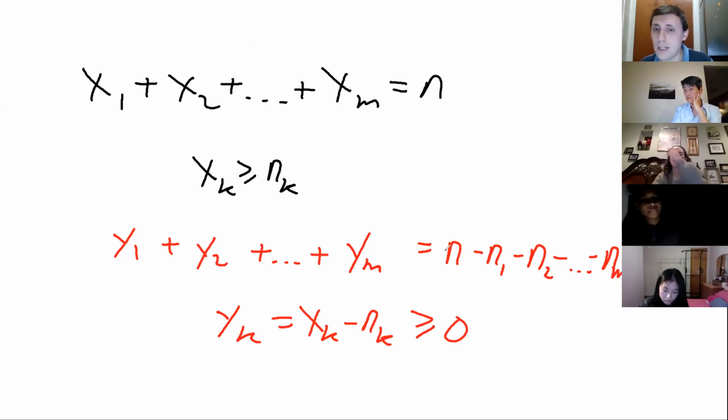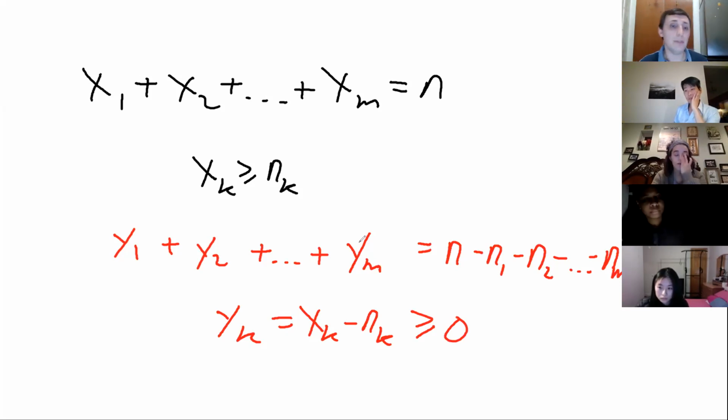A solution of the red equation immediately corresponds to a solution of the black equation. A solution of the black equation immediately corresponds to a solution of the red equation, which means that the number of solutions of the red equation and of the black equation is exactly the same. You follow? Do you see that, guys?